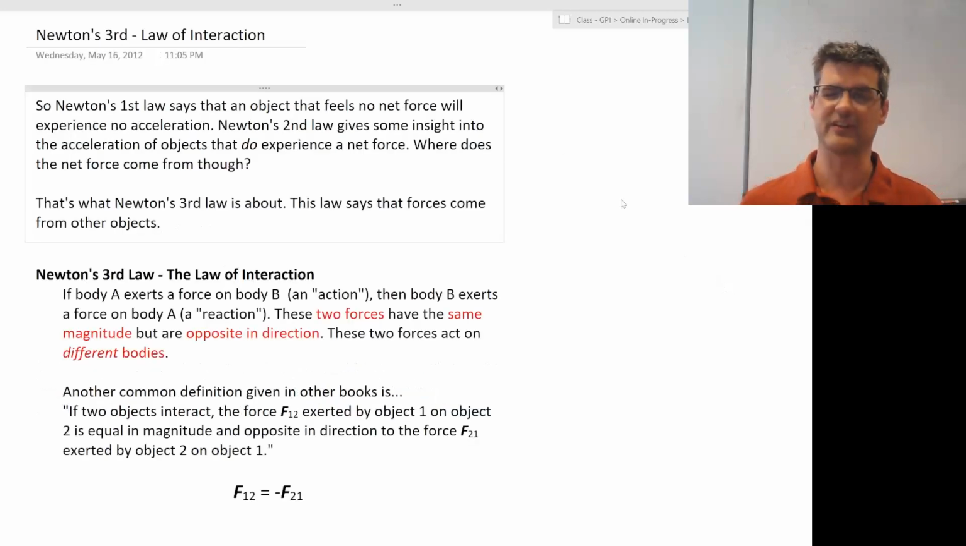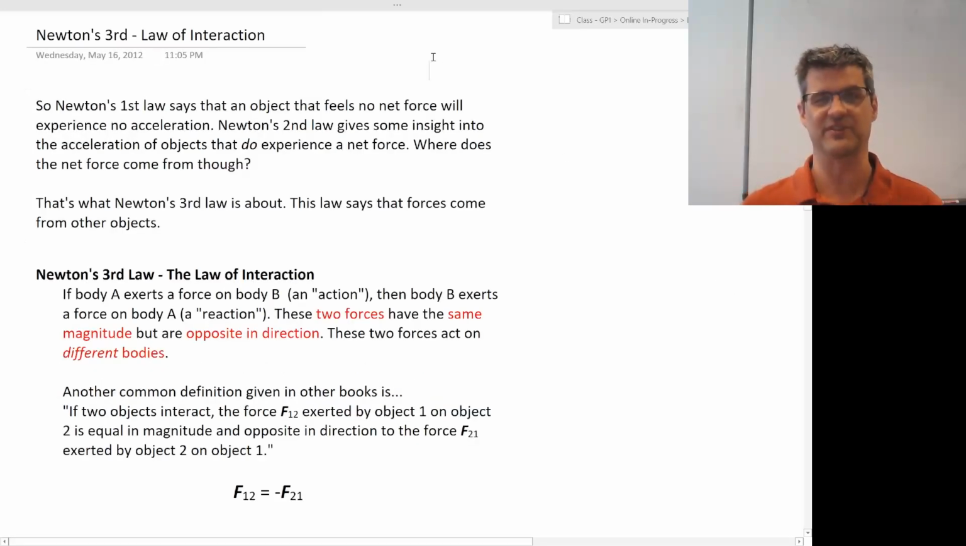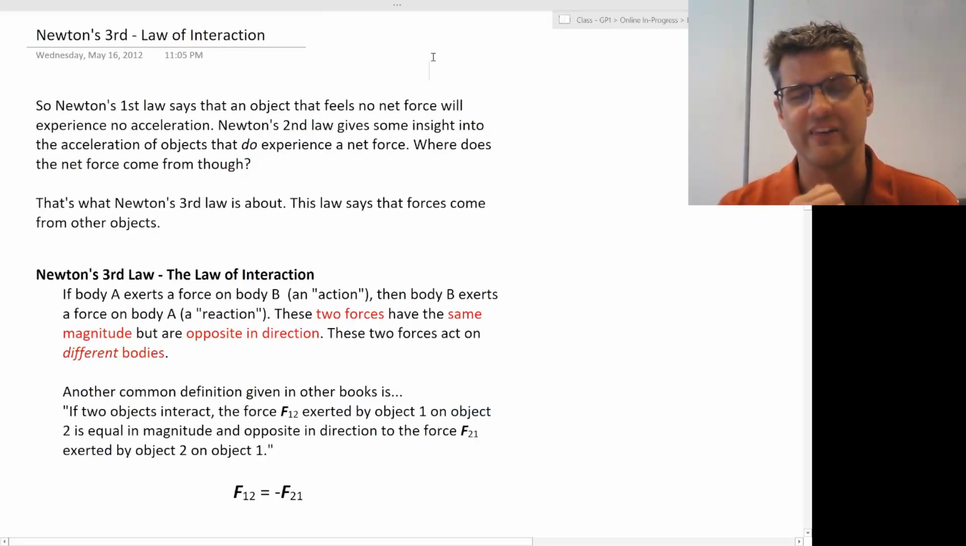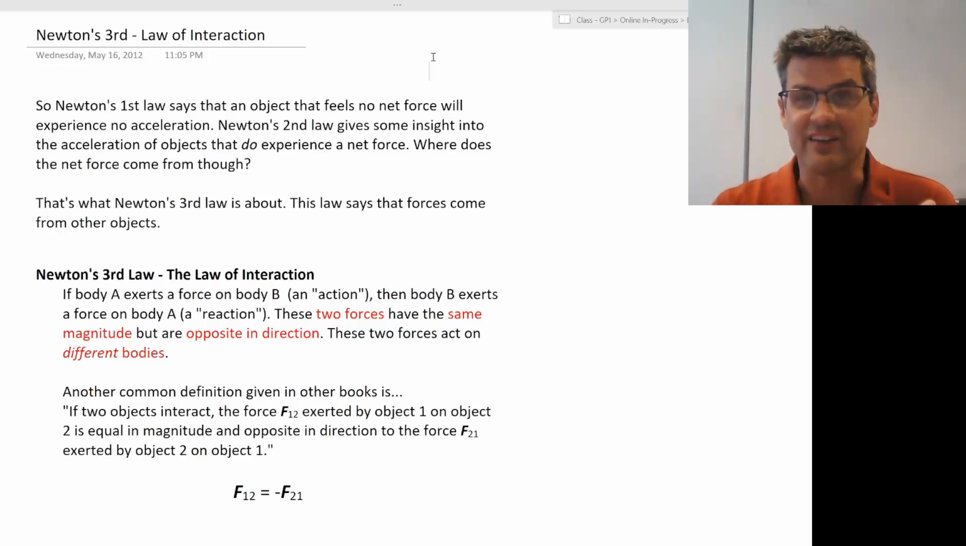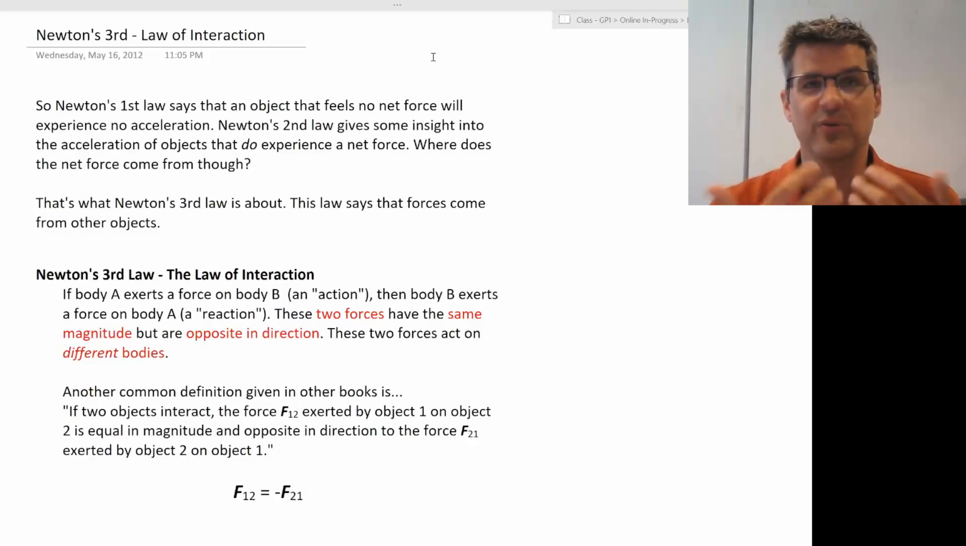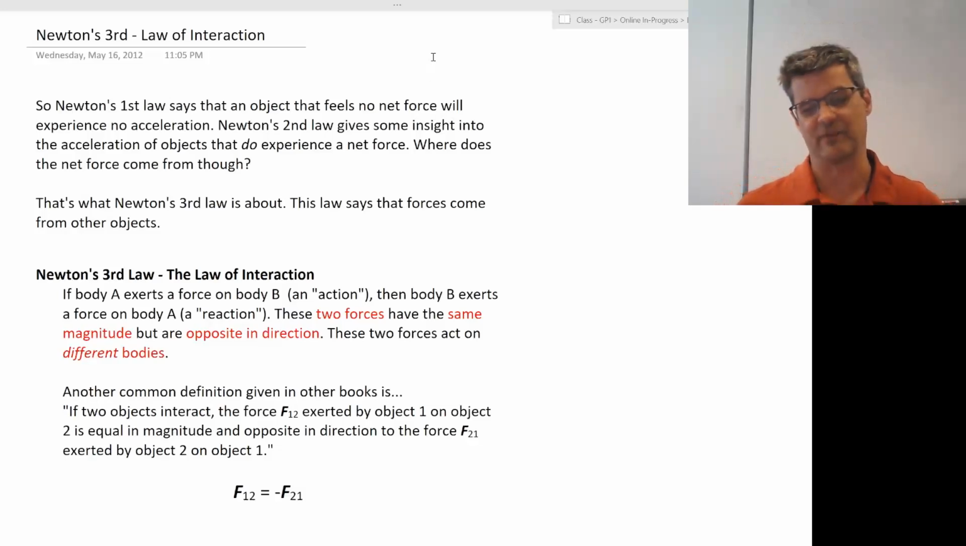Now I said there are three laws of motion. What's the third law of motion? This is what we commonly call the law of interaction. So Newton's first law is saying what happens if we don't have any forces. Newton's second law is saying what kind of accelerations are created if we do have net forces. But we don't know where the forces are coming from. So how do we put a force on an object? And that's what his third law is all about.